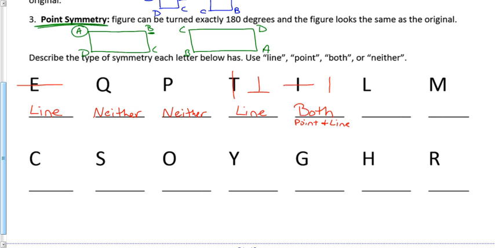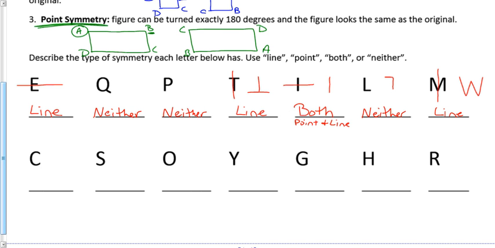My L, let's rotate that 180. If I rotate that around, I get that shape. So that's not exactly the same. There's no line symmetry, so that one's neither. My M, let's see. Line symmetry looks like it goes right through the middle, so it's got line. If I rotate that 180 degrees, I get a W. So there's no point symmetry. So this one just has line symmetry.